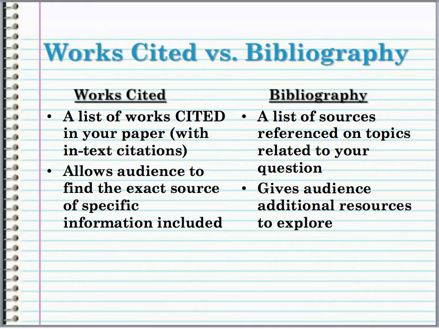A bibliography, which is something you may have created before, is a list of sources referenced on topics related to your question, and it gives the audience additional resources to explore. So a bibliography includes all items that you even considered while doing your research that are related to your topic, and so not necessarily that it's used, but something that you may have referenced. So the works cited is very specific to exactly what is included in your paper. And so if you have two sources, you would have two entries on your works cited.